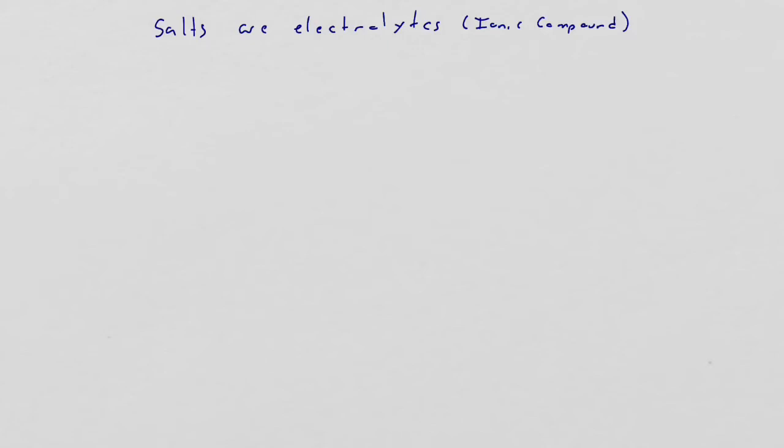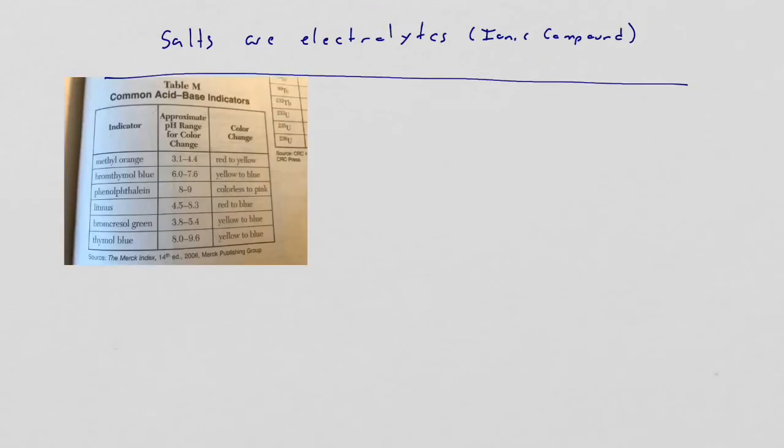Now, last thing I want to talk about in this video is a bunch of indicators. So I'm going to pop up a picture of a particular table. Okay, so this table is a table of indicators. Indicators are things that change color to indicate the presence or the absence of a substance.